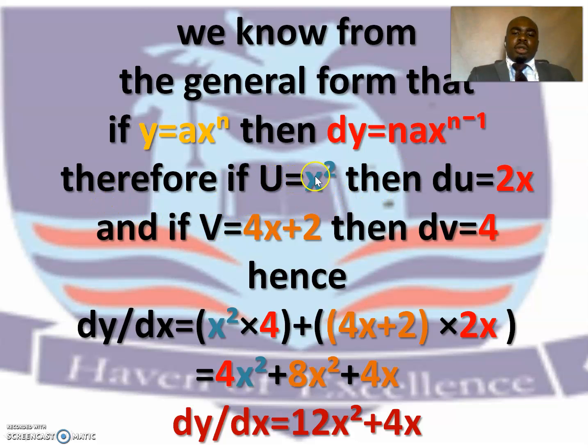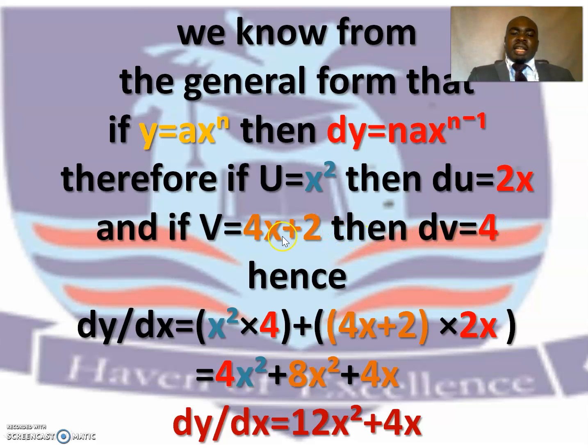So if u is equal to x squared, then du is going to be 2 times x, that will be 2x, and then 2 minus 1, that will be 1. So du is going to be 2x. And for v, the power here is 1. 1 times 4 is 4. 1 minus 1, 0. Any number raised to the power 0 is 1. So 4 times 1, we have 4. And the derivative of every constant is 0.